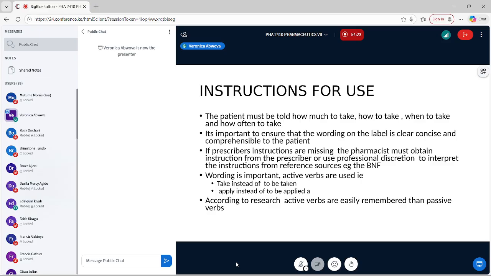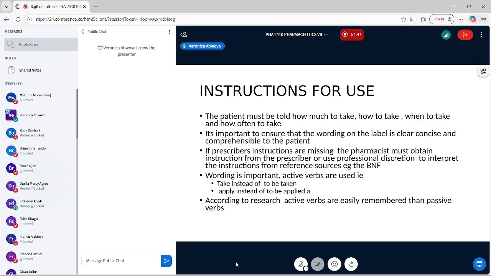Is it orally? Okay, is it intranasal? Is it into the ears? Is it into the eyes? Is it being inserted? All that you must indicate on the label, okay? Then when to take, are they taking it in the morning? Are they taking it in the evening? Okay. How much are they taking?